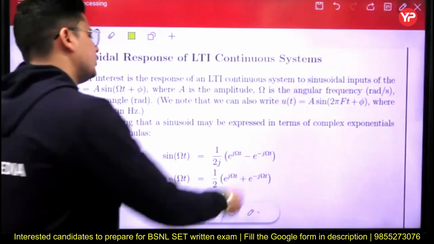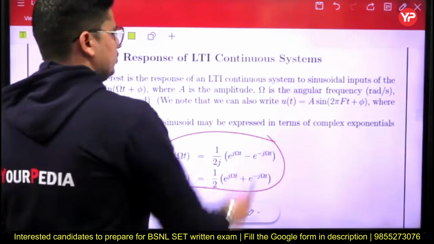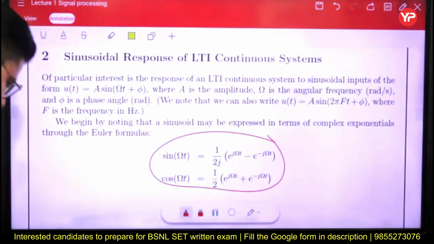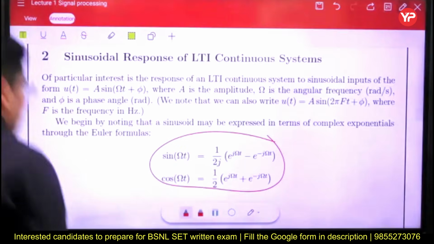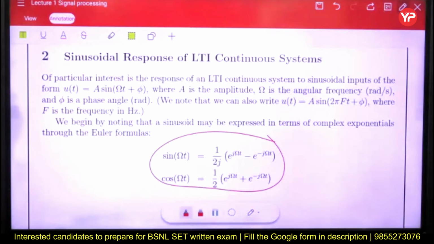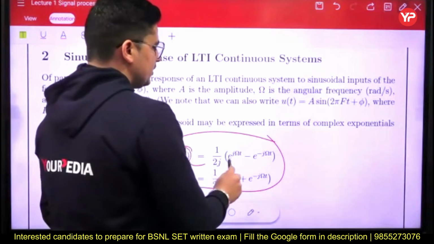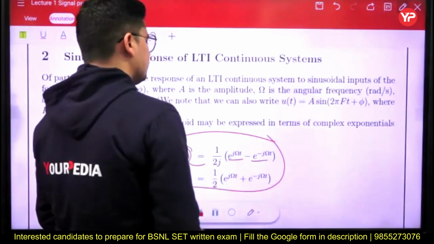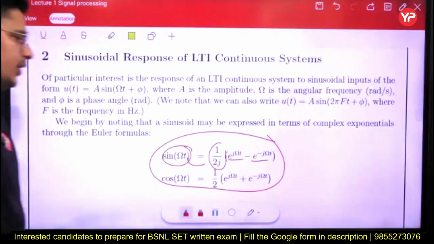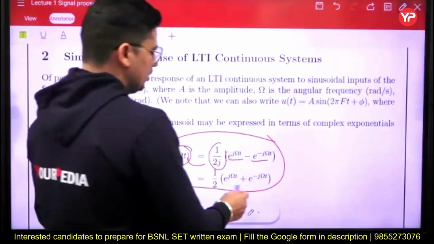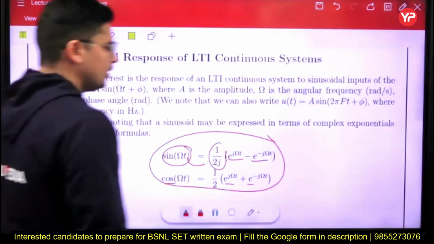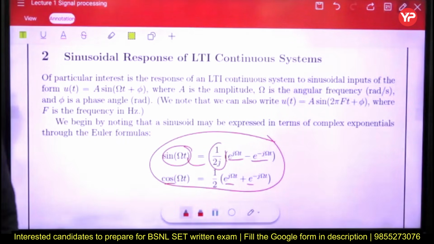Sinusoidal wave. These are the general formulas. That is how we can represent a sinusoidal signal in terms of complex exponentials, Euler's formula as it is generally known. A sine wave can be represented as e raised to the power j omega t minus e raised to the power minus j omega t, divided by 2j. And cos omega t can be e raised to the power j omega t plus e raised to the power minus j omega t, divided by 2. Yeah, sine or cosine waves.